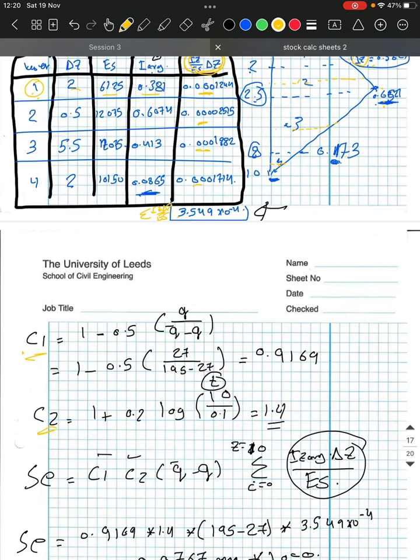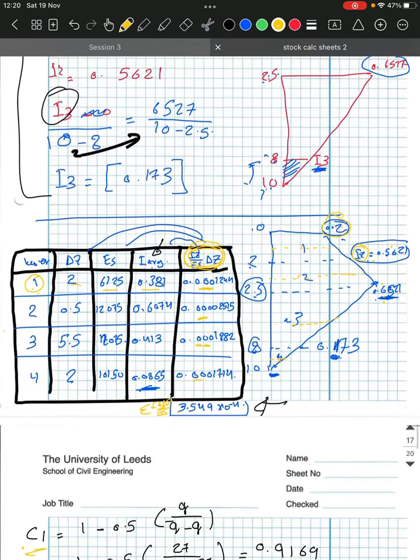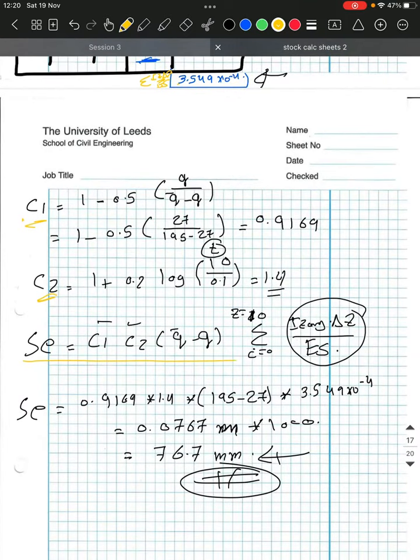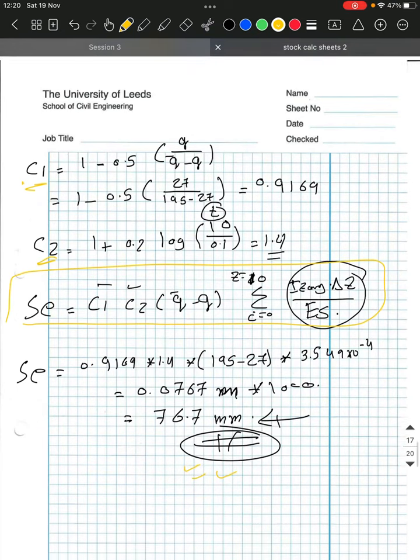C1 and C2 you could calculate whenever you want to, but I usually like to get the hard things out of the way, then go through the problem. After that, it's basically plug and chug. You have everything and you're done.